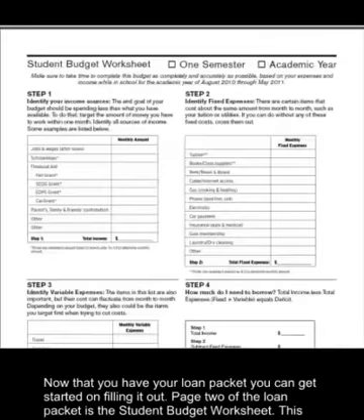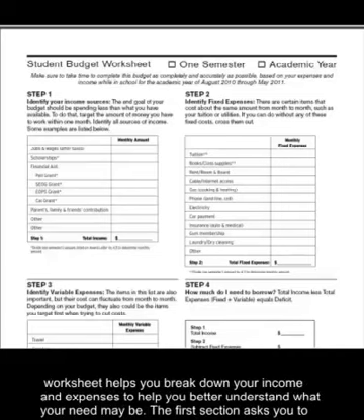Now that you have your loan packet, you can get started on filling it out. Page 2 of the loan packet is the student budget worksheet. This worksheet helps you break down your income and expenses to help you better understand what your need may be. The first section asks you to identify your income. If you are employed, you will want to indicate how much money you receive monthly after taxes.